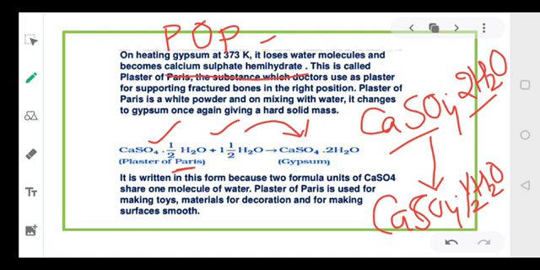Now just tell me wherever we use POP. Where do we use POP? Any answers everyone?